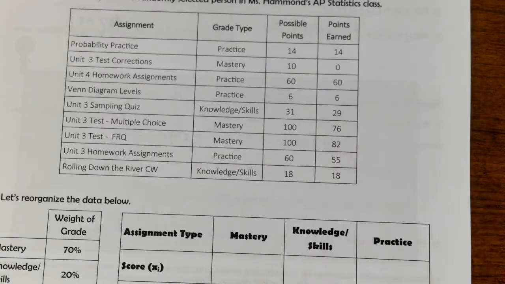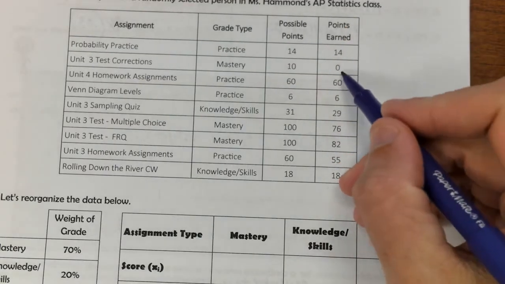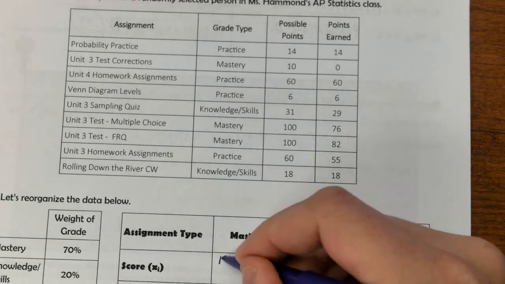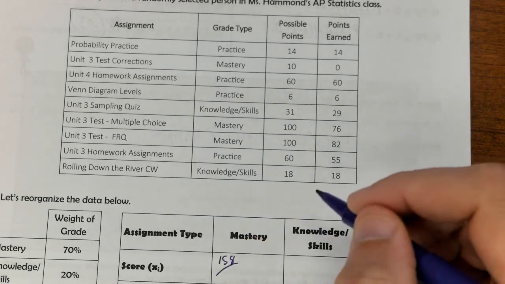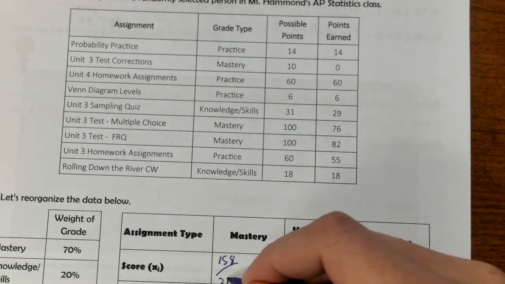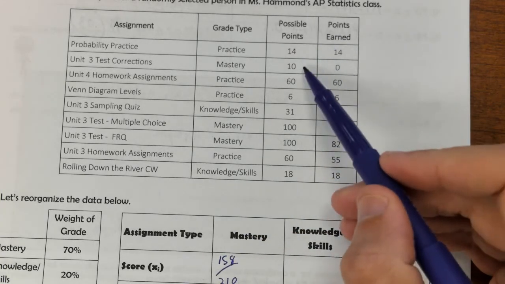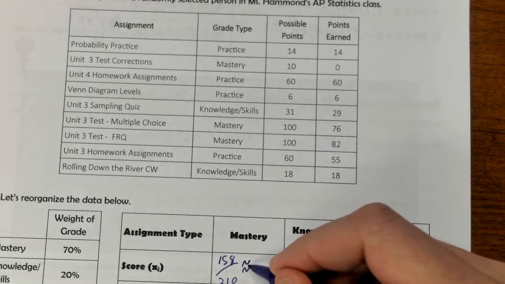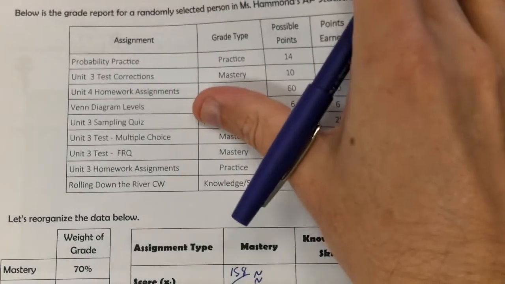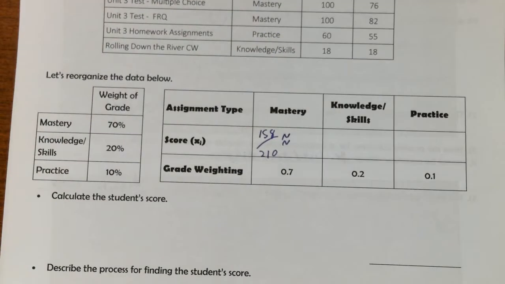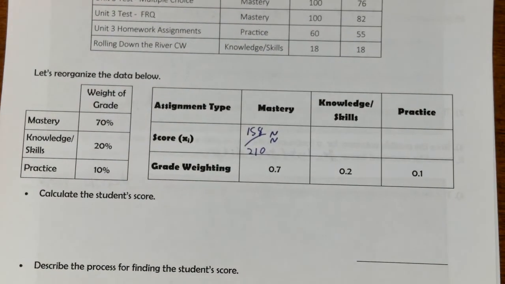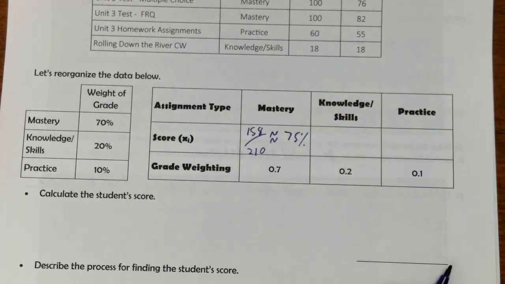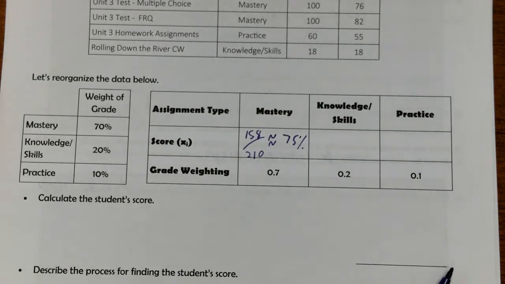So the way we're going to do this is take all of the points earned in mastery, so our 0 plus our 76 plus our 82, which is 158, and divide it by the total possible points in mastery, so 10 plus 100 plus 100, giving us a value of 75%. Give me one moment.